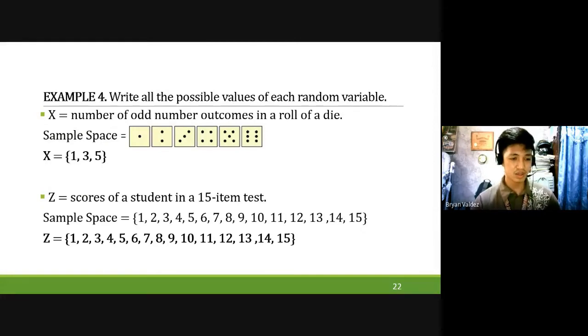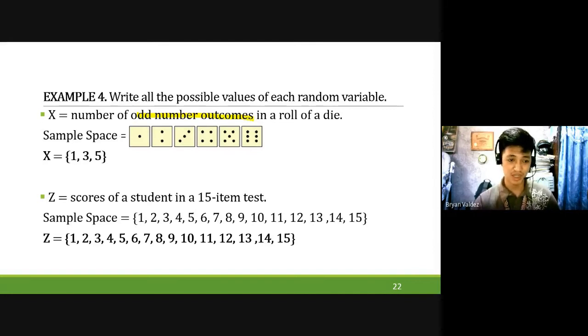So example number 4, write all the possible values of each random variable. So the first one is the random variable x, number of odd number outcomes in a roll of a die. So, yung die dito, yung dice yon, die. Singular ng dice ay die. So, sample space natin, since merong 6 spaces yung die, so yun lang naman yung possible outcome.